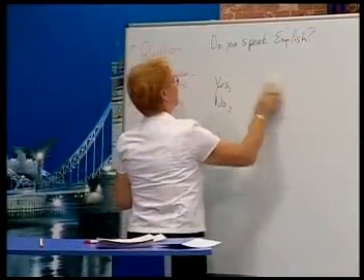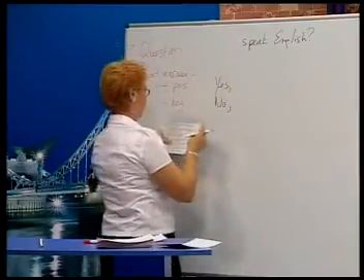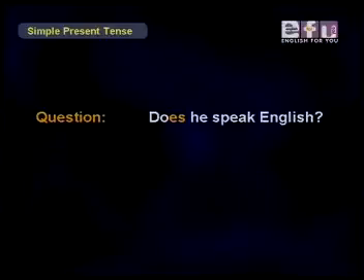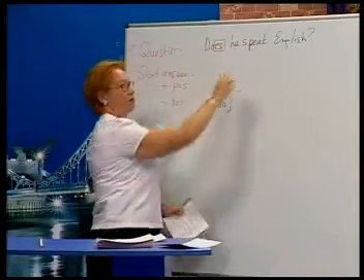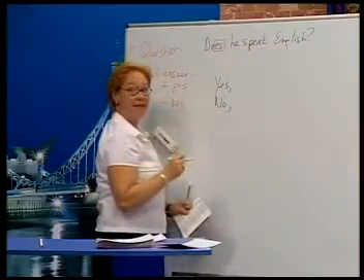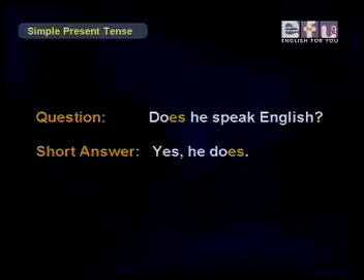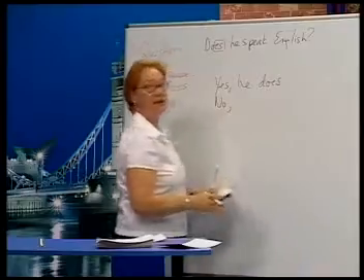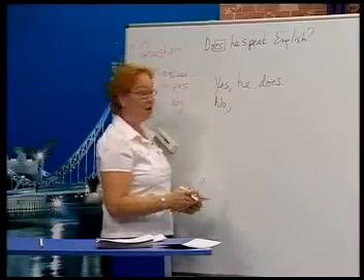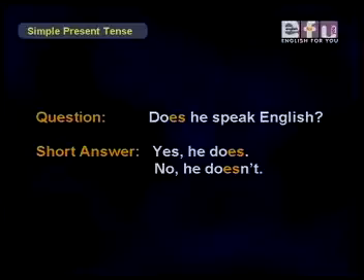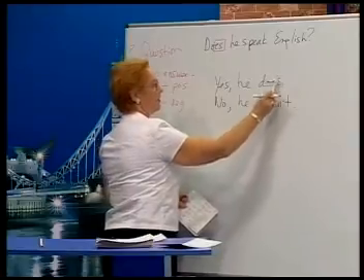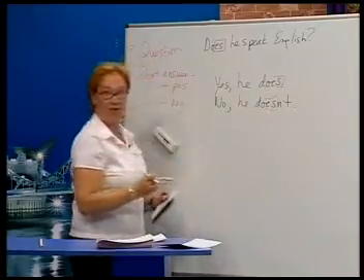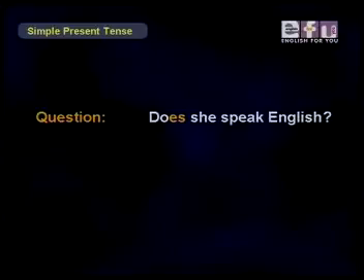Now, we have to change this a little bit. Does he speak English? Now, again, we have the helping verb with the S. No S here. It's here. Does he speak English? Yes, he does. Does he speak English? No, he doesn't. Again, you have the S here.